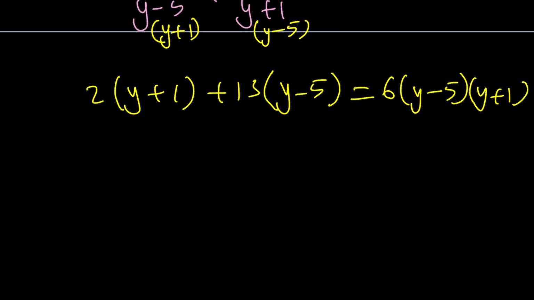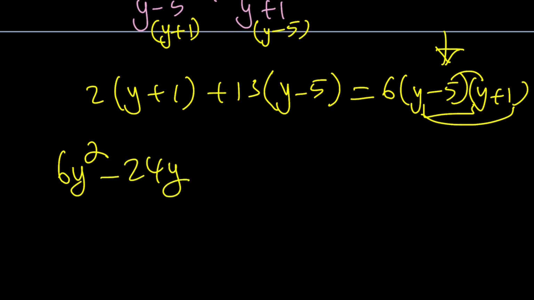The left-hand side is obviously linear, so let's go ahead and start with this. I'm going to be getting y squared, but that's going to be multiplied by 6. And then from here, we're going to get negative 5y and 1y. So that's going to give us a negative 4y. In other words, negative 24y after being multiplied by 6. Negative 5 is the constant term, but that's going to be negative 30.